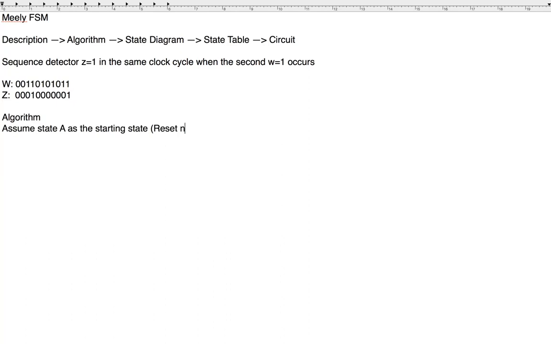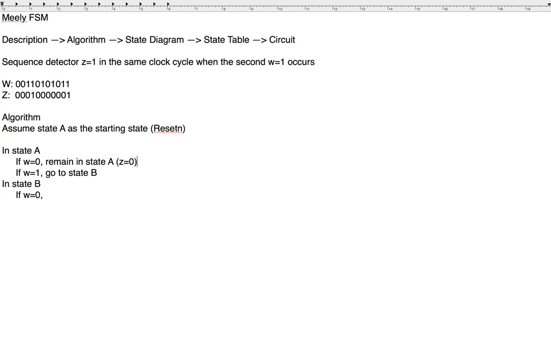Reset n. Okay. And so in state A, we don't put the outputs here, but if W equals 0, go to remain in state A. So remain in state A. But if W is equal to 1, go to state B. Okay, in state B, if W is equal to 0, oh, sorry, I forgot.